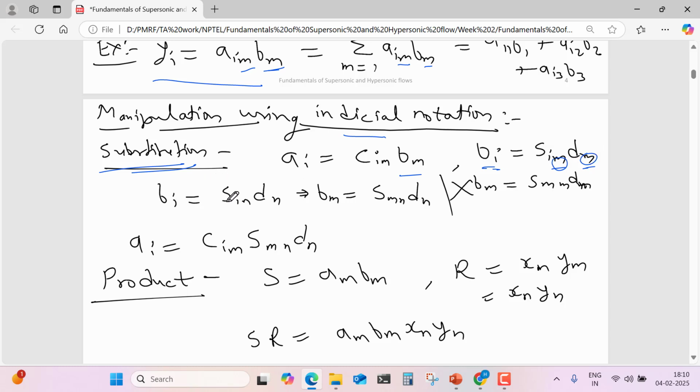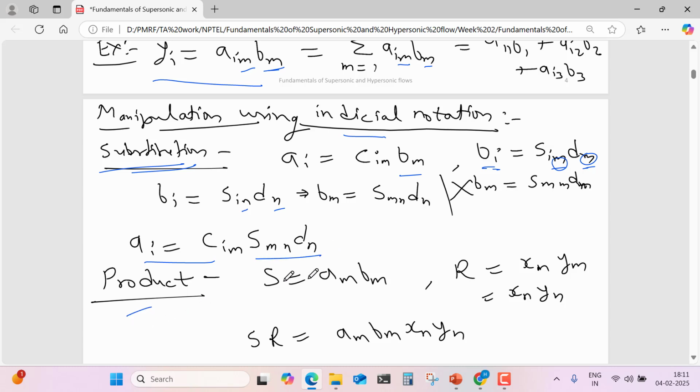So Bi can be written as Sin Dn. We have changed this m index to n. After that only we will change this i index to m. So it will become Bm equal to Smn Dn. Now we can substitute this Bm in this Ai. So Ai will become Cim Smn Dn.